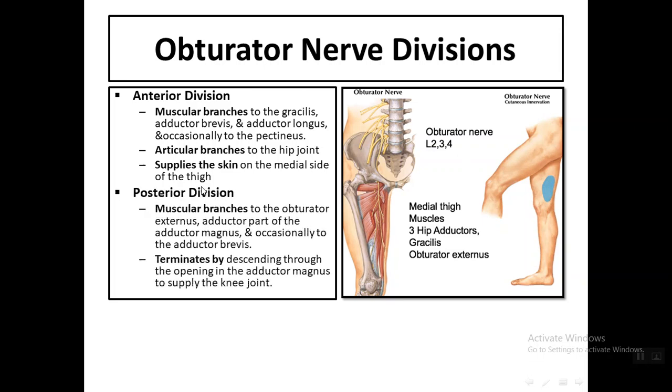The posterior division will pass through the obturator externus muscle. Also, it gives muscular branches to the obturator externus, to the adductor part of adductor magnus, and occasionally to the adductor brevis. The posterior division will terminate by descending through the opening in the adductor magnus, which we said is the adductor hiatus, to supply the knee joint.